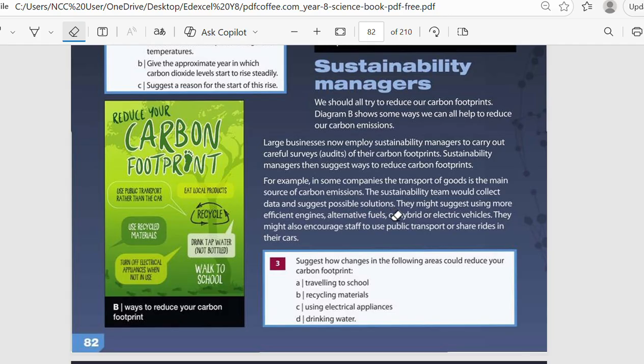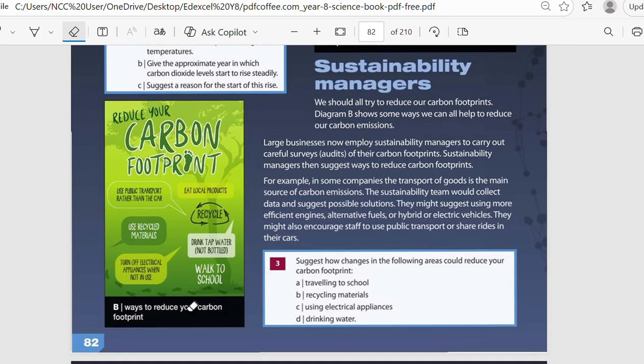And they might suggest using more efficient engines, alternative fuels. So instead of using hydrocarbon fuel, they can go for hydrogen fuel, but it's a bit expensive. Or else you can use hybrid or electric vehicles. Also they will encourage the staff to use public transport or share rides in their cars. So these are some things they can do in a company.